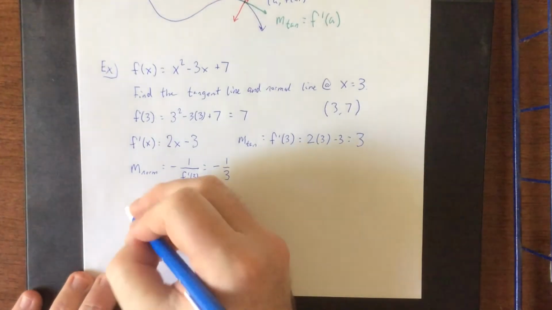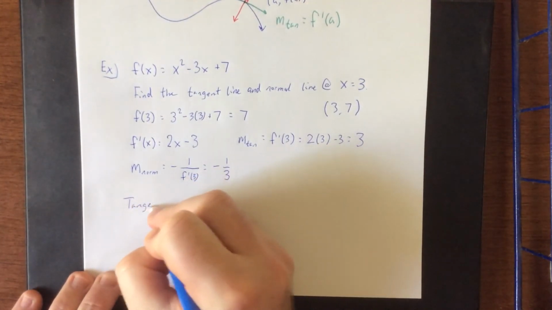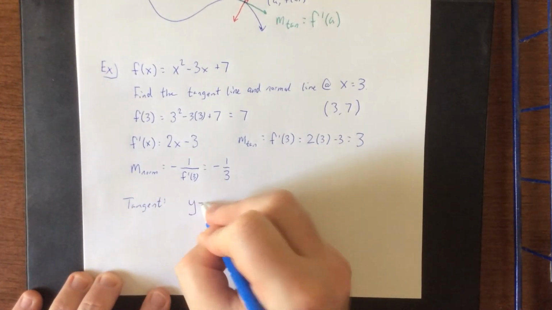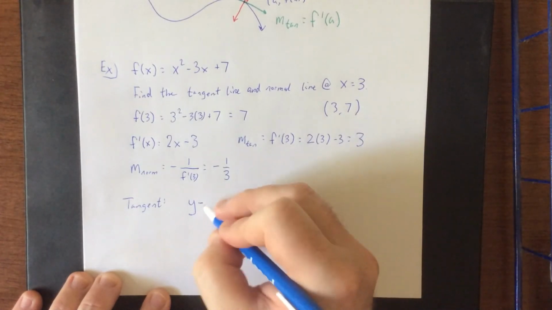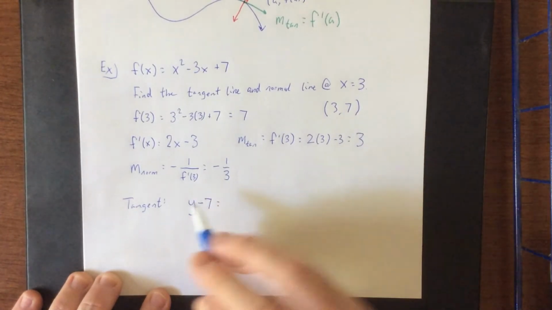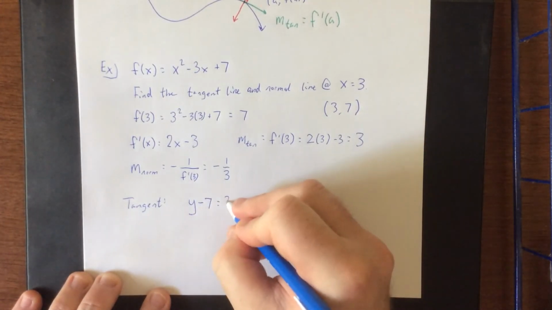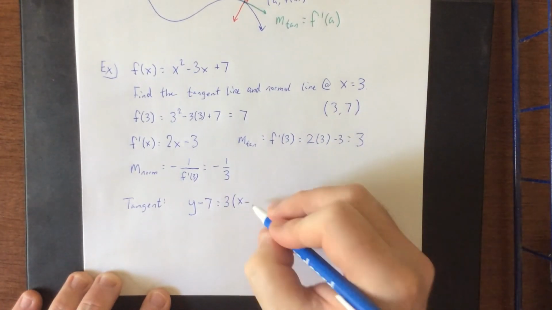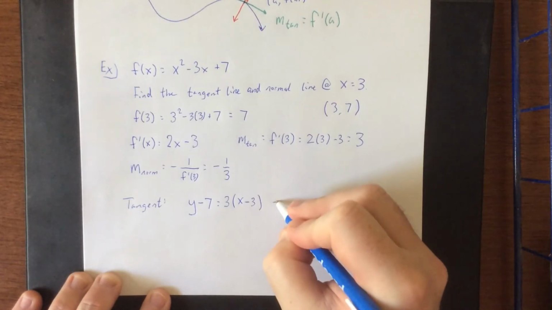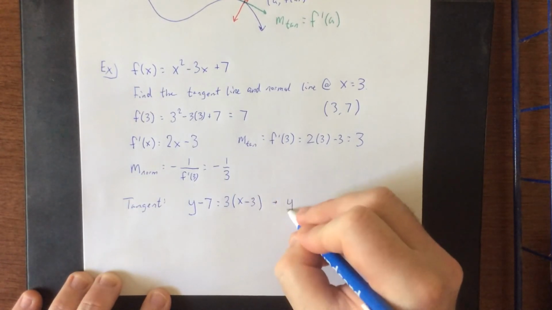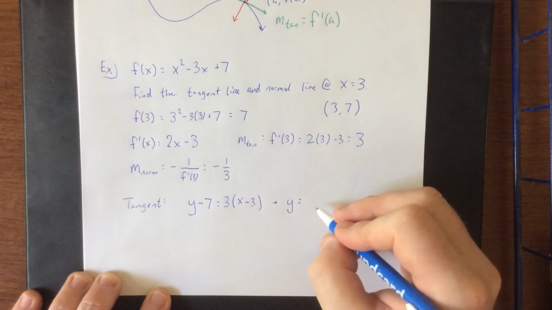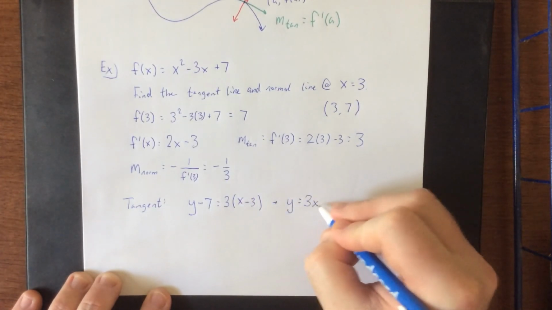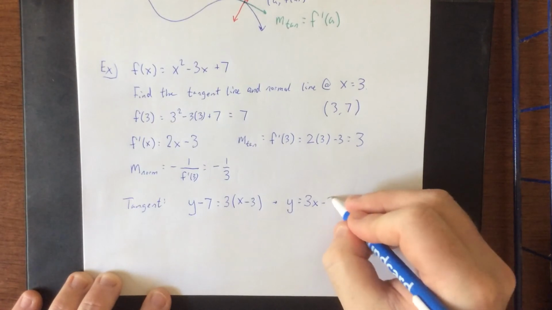So for the tangent line, we can go straight back to the point slope form of line and say y minus the y coordinate of the point, which is 7, is equal to the slope of the tangent line, which is 3, times x minus the x coordinate of the point, which is 3. Now if you wanted to be super fancy about this and put it into slope-intercept form, you would distribute the 3 and add 7 to both sides. We would get 3x minus 9 plus 7, that would be minus 2.